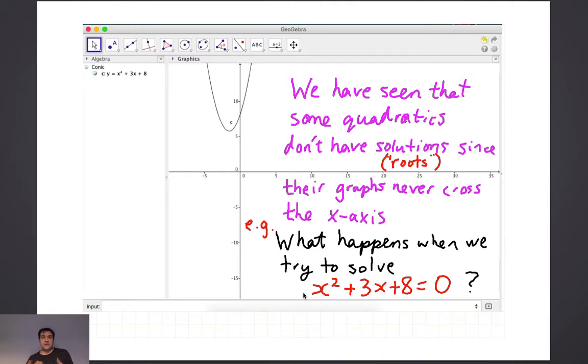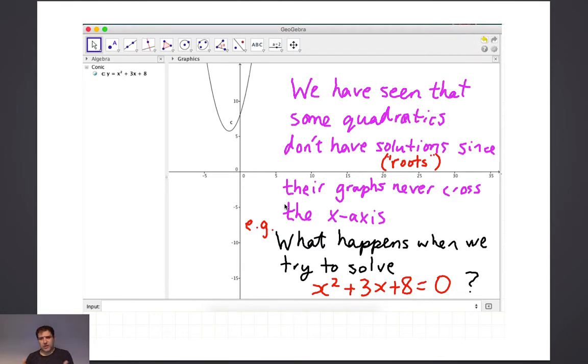And then I did a little note with GeoGebra. We've seen that some quadratics don't have solutions or roots, since their graphs never cross the x-axis. So what happens with one of those when we try to use the formula for it? X squared plus 3x plus 8 equals 0 is such an example. If you try and do the graph of y equals x squared plus 3x plus 8, you find the graph never crosses the x-axis, so it doesn't have any real solutions.